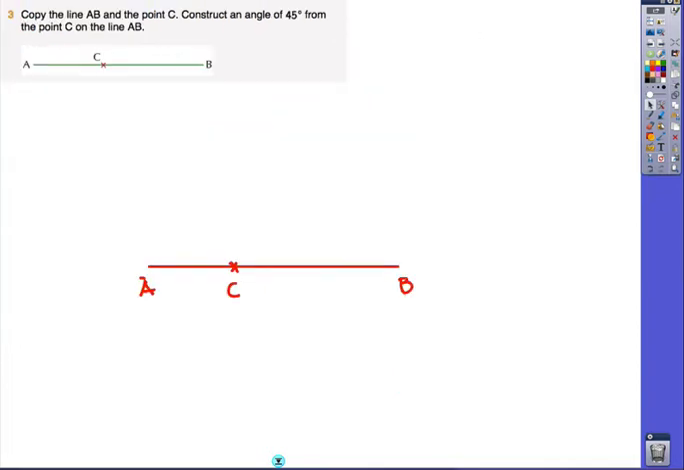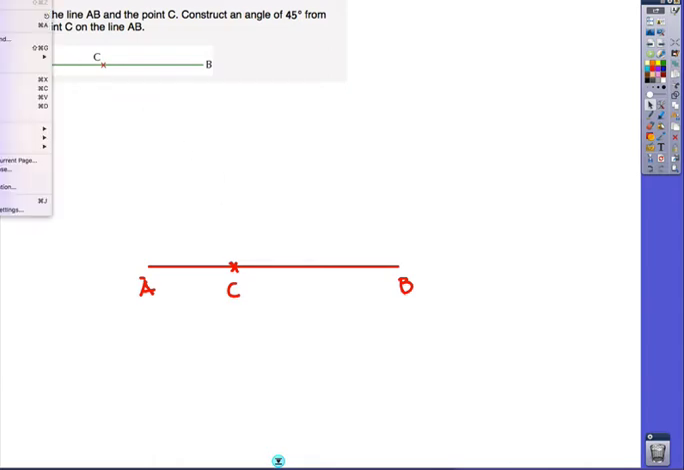Moving on to question 3. Question 3 says, copy the line AB and the point C. Construct an angle of 45 degrees from point C onto line AB. Now, around 80% of the class got half the marks. The reason they didn't get the full marks is because you had to construct the 45-degree angle. We've just constructed a 90-degree angle.